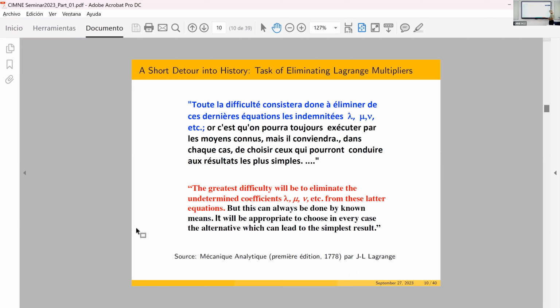And in both editions, this is the French for those of you who read French, this is the English translation. I changed it a little bit from the Wisconsin guy's English translation, so I added something to conform with that. It says, the greatest difficulty will be to eliminate the undetermined coefficients, which are the Lagrange multipliers. So he knew himself it's not easy to eliminate Lagrange multipliers. In principle, he can do it, but he acknowledges it's difficult.